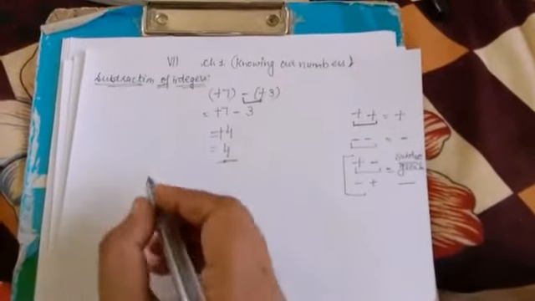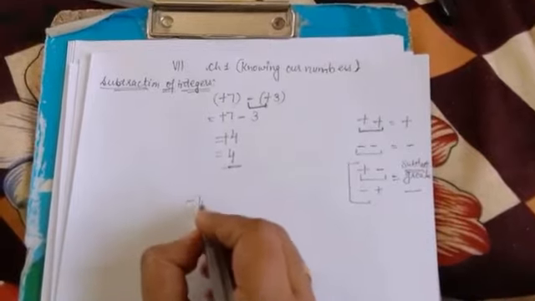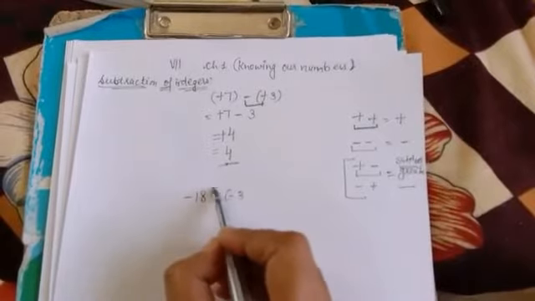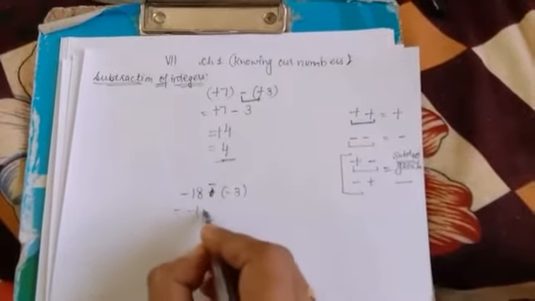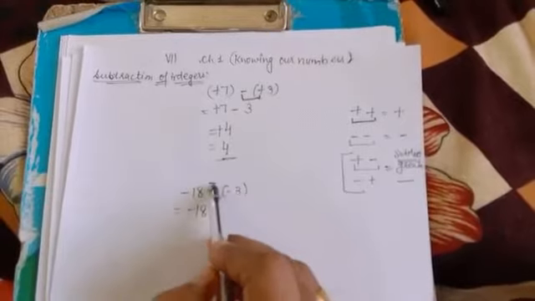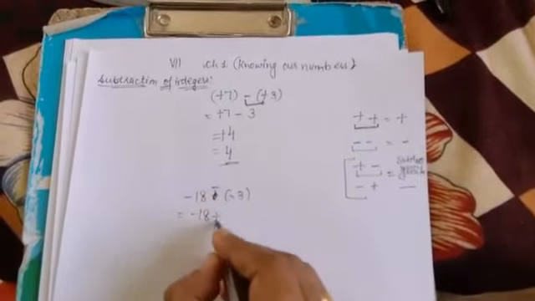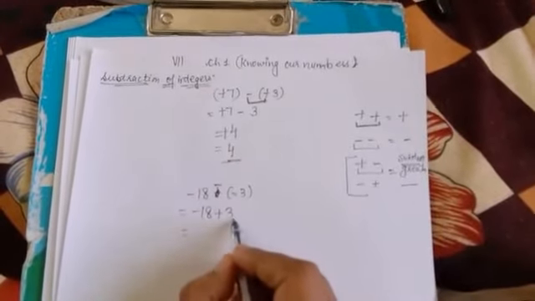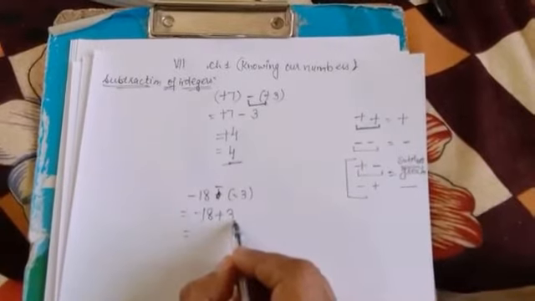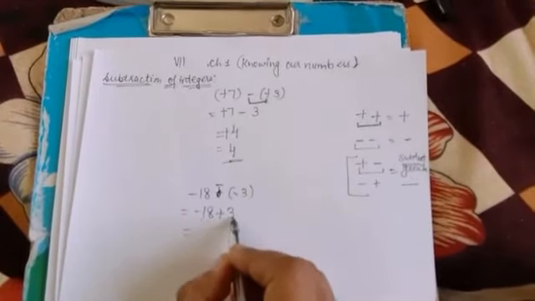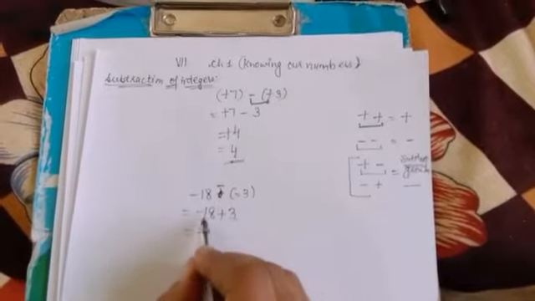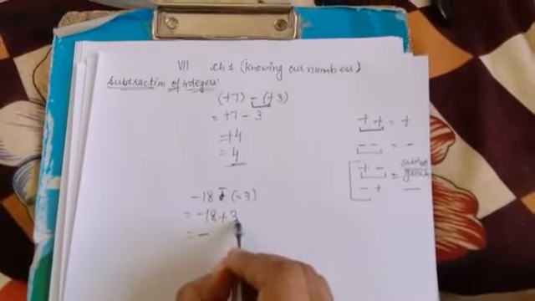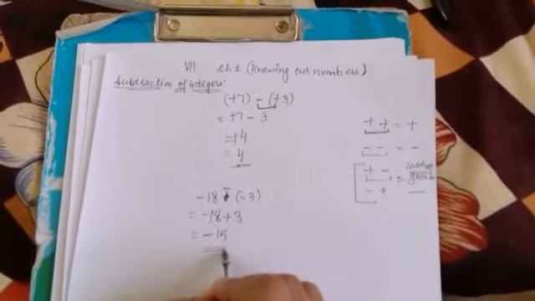Once again more. I am taking an example of minus 18 plus minus 3. Multiply minus sign with the negative sign. Negative, negative, minus, minus, plus 3. Now minus 18 plus 3. We have to subtract their numerical values and put the sign of the greater term. Which one is greater? 18 is greater, and sign of 18 is negative. 18 minus 3, that is 15. It would be minus 15.